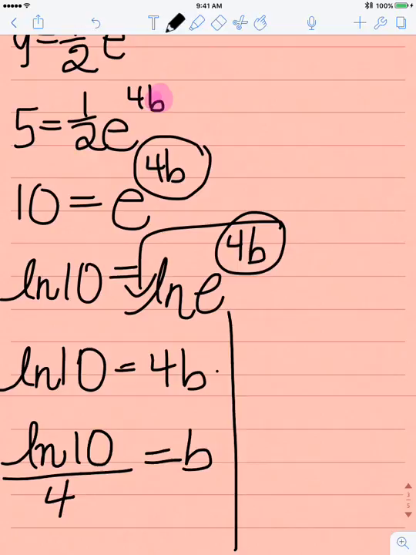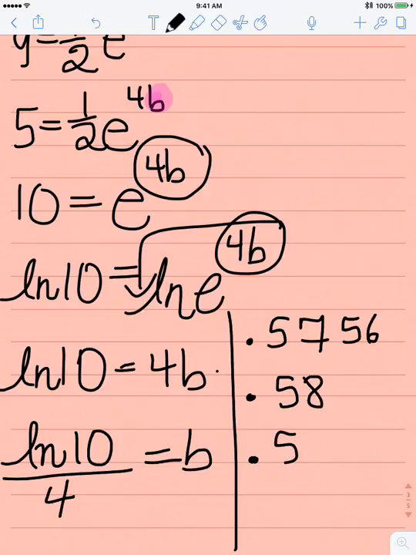Let's see here. So I have 0.5756 on my calculator. If I asked you to round to the nearest second decimal place, you would just write that b equals 0.58. If I asked you to round to the nearest third decimal place, then you would tell me the answer is 0.576. And I have however many decimals I want you to round in bold.